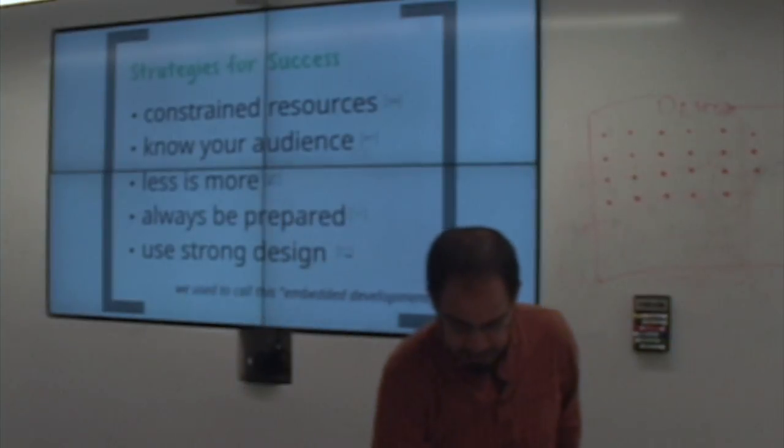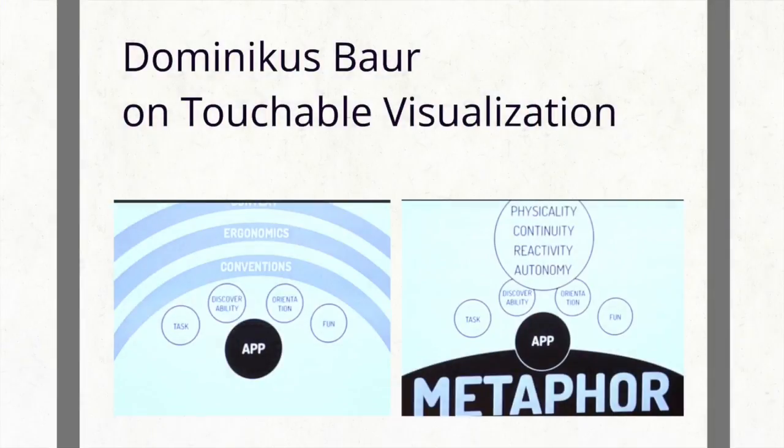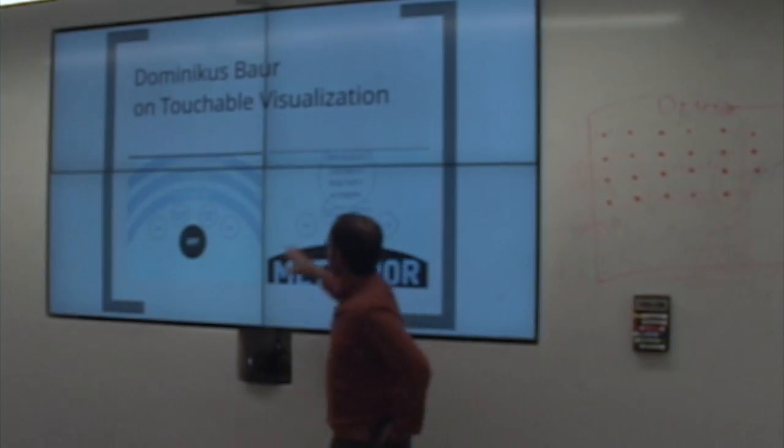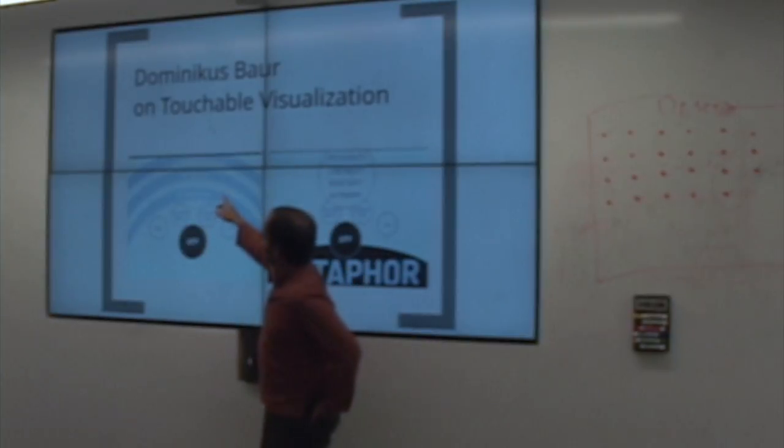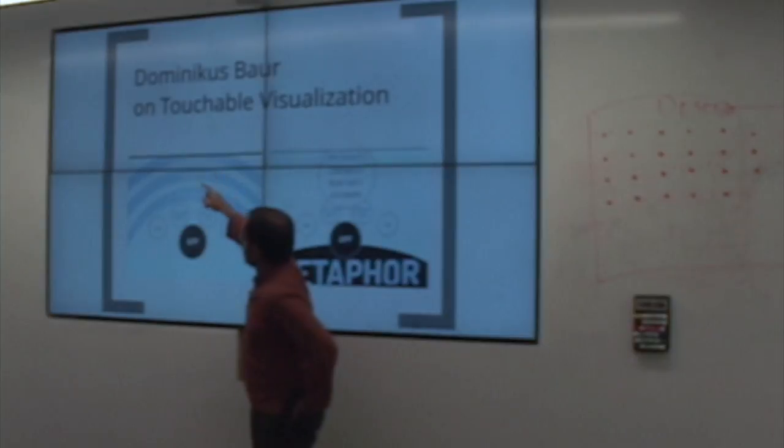So the last piece to talk about is this strong design. And this is where I really like these 2 diagrams that Dominicus uses. The one he uses, well, this one not so much. This one more, well, yeah, metaphor. Imagine the metaphors over here. So he has context, ergonomics, and conventions.